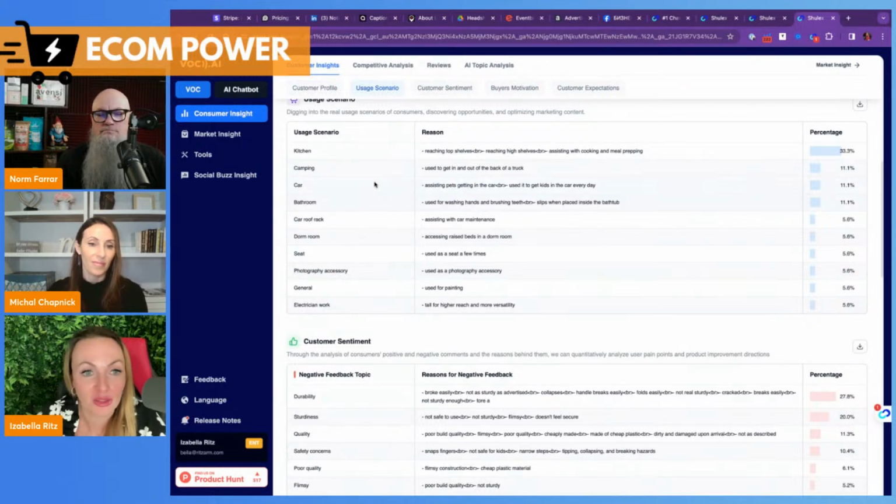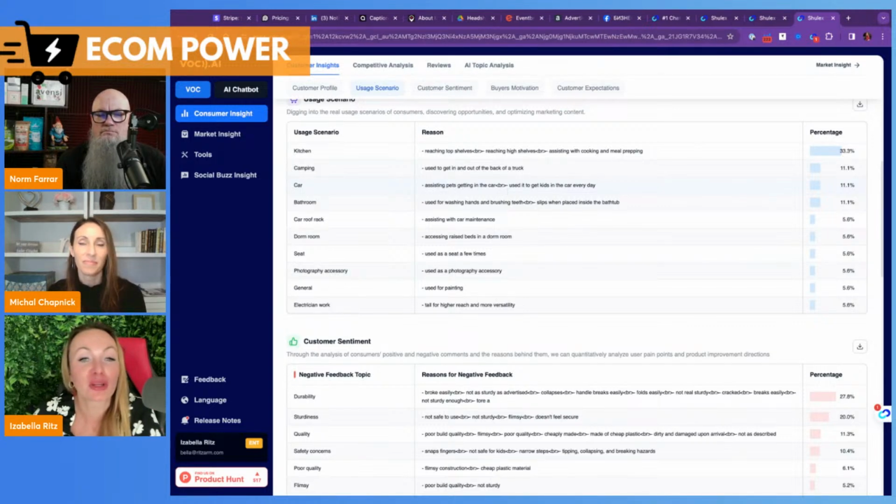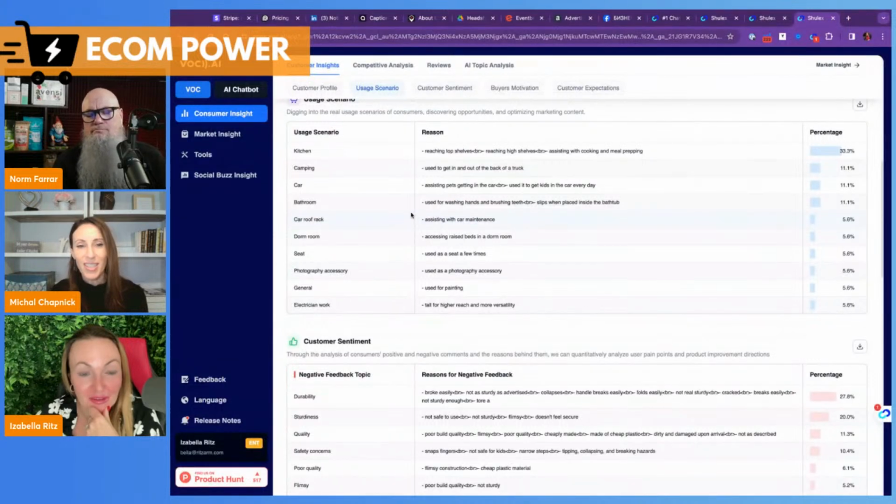I don't know why, but here actually we have an explanation: assisting pets getting in the car. So this is something about probably repurposing the product, when you can use the same type of product not just for kids but for pets, and it's also 11%. Interesting, right? Like you say, we know they use it mostly in the bathroom.